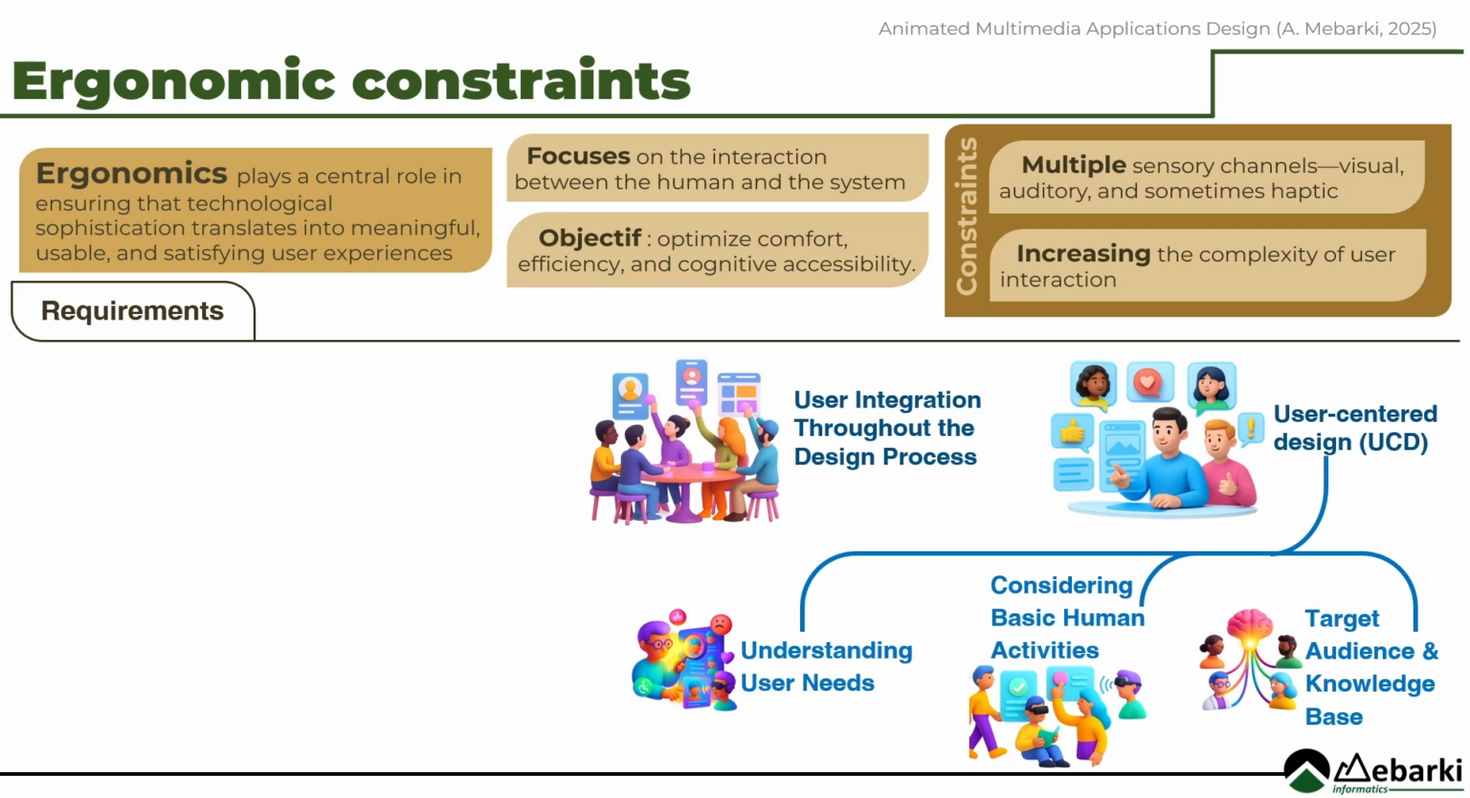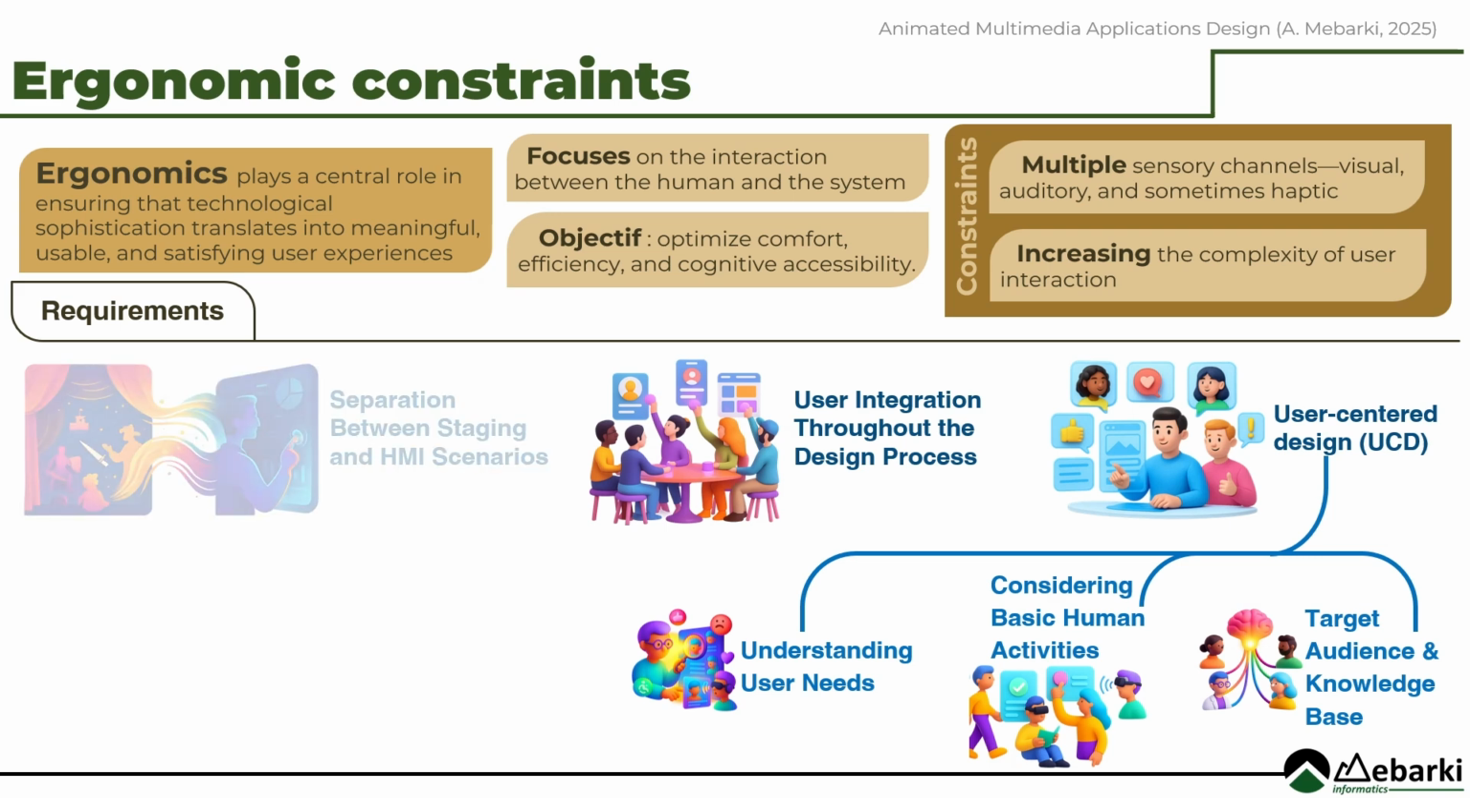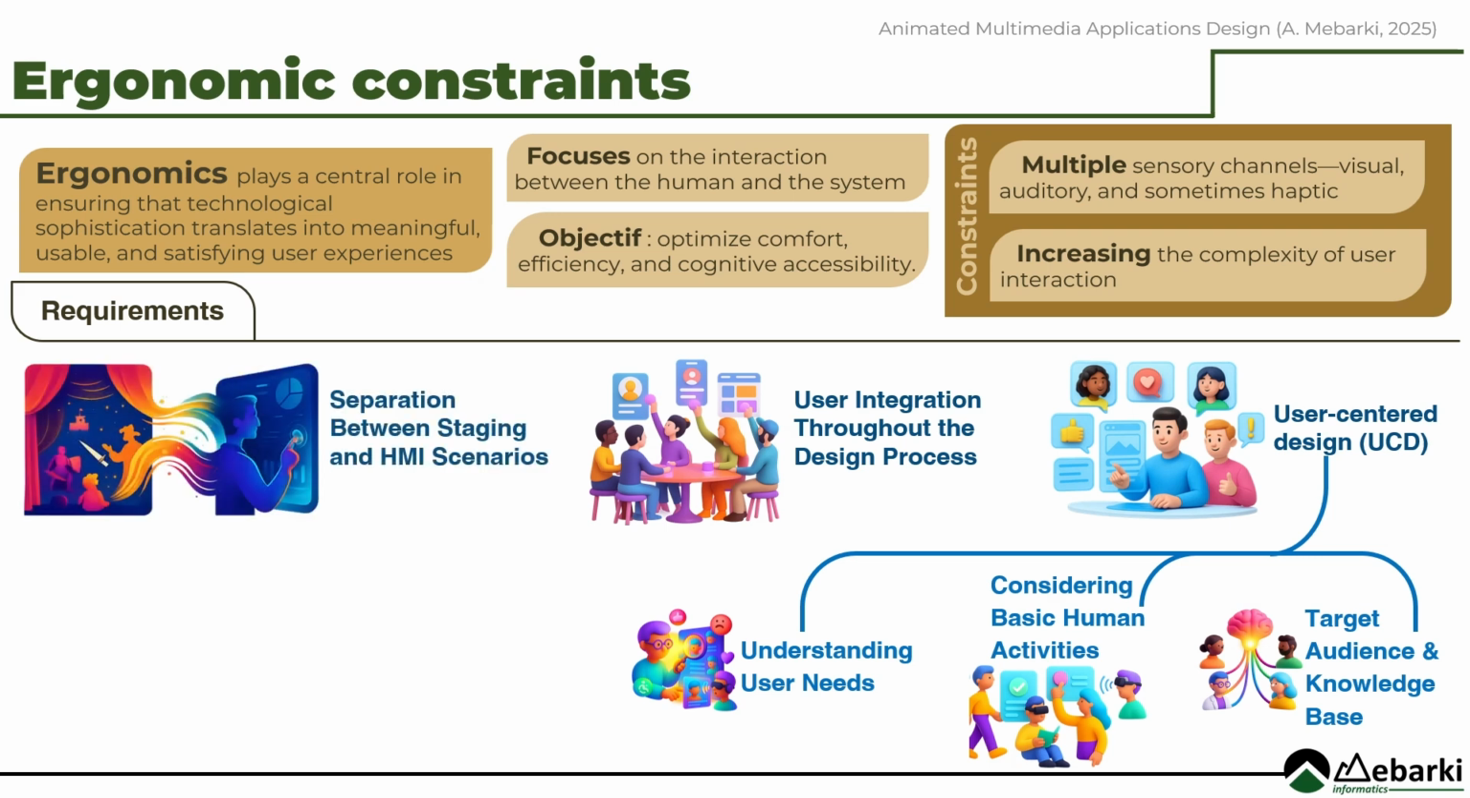Before design, gather user data and identify key tasks. During design, use prototyping and iterative evaluations to validate choices. After deployment, conduct usability tests and refine the application in real conditions. This participatory approach turns users into co-designers and ensures functional and emotional alignment with their needs. The third ergonomic element is the separation between staging and HMI scenarios.